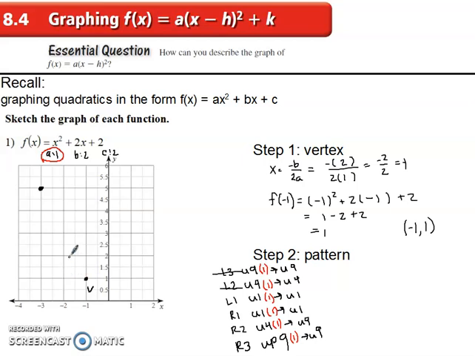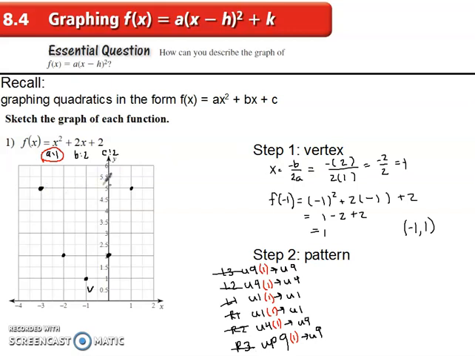Left 1, up 1. Starting at my vertex, I go right 1, up 1, so right 1, up 1. Then starting at my vertex, right 2, 1, 2, and up 4, 1, 2, 3, 4, and then right 3, up 9, which is off my graph.